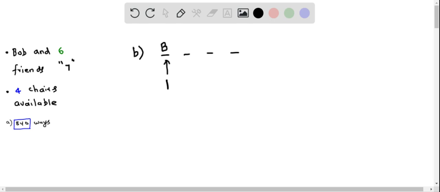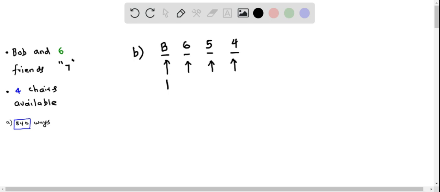And for the next three remaining chairs, that is, in the second chair, since Bob is already seated in the first chair, there are six friends. So therefore, this has six different ways. Six persons can sit in the second chair. And then the next chair, since two persons are used, this will be five. And the fourth chair, this will be four ways.